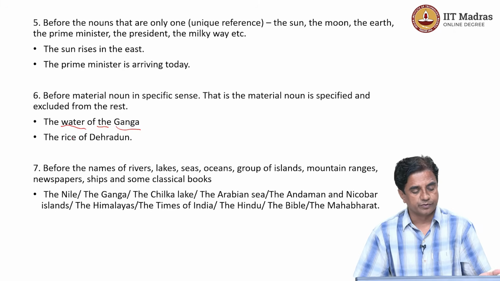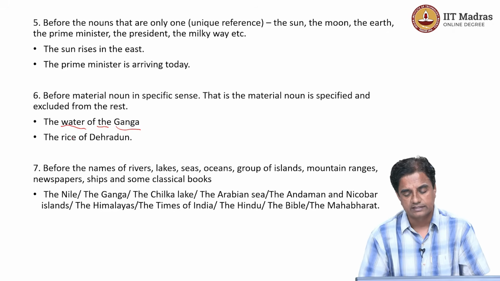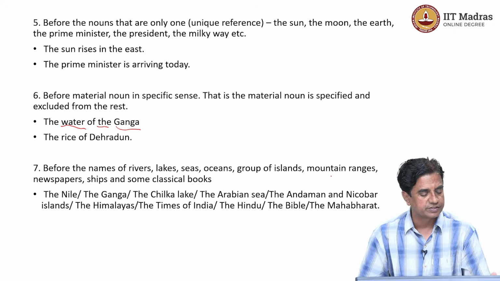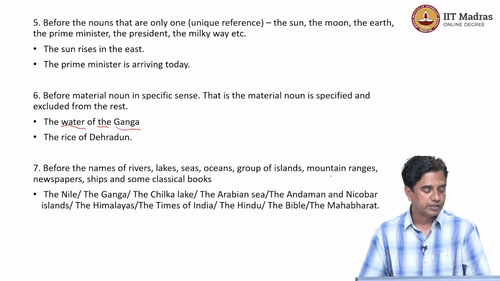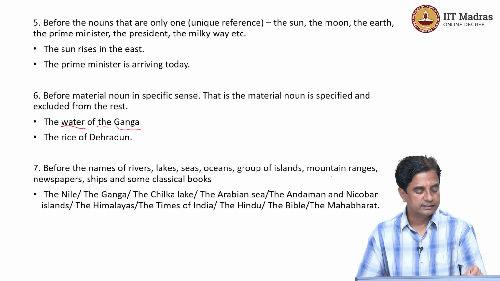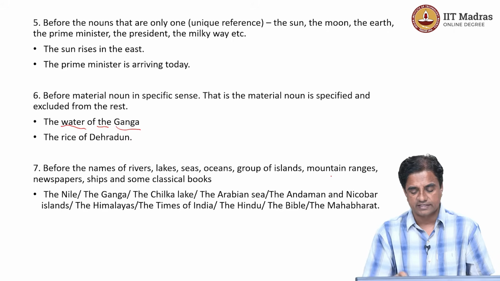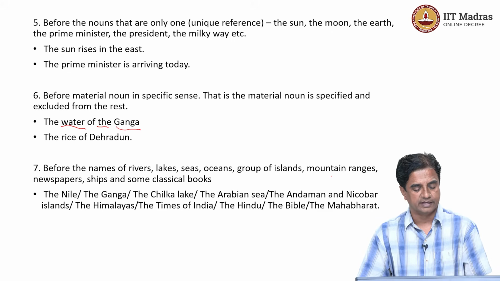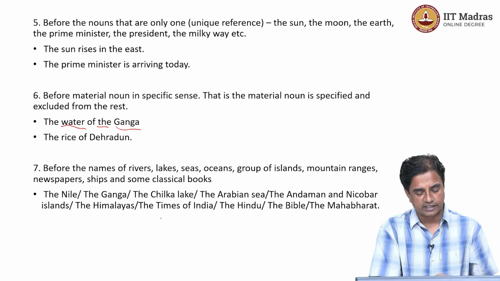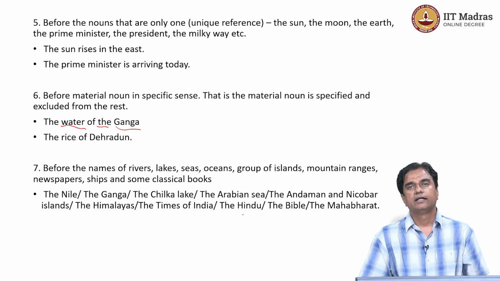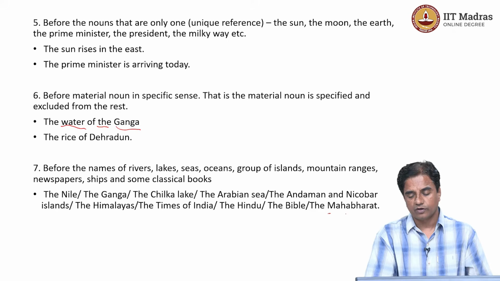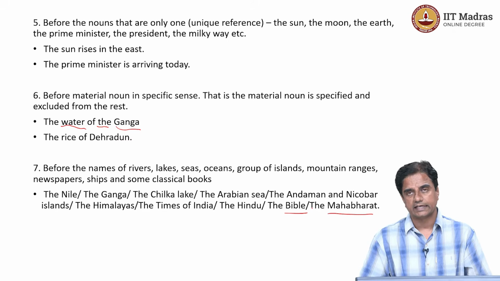And it's also before the names of rivers, lakes, seas, oceans, group of islands, mountain ranges, newspaper, ship, and some classical books that I have just referred to. The Nile, the Ganga, the Chilika Lake, the Arabian Sea, the Andaman and Nicobar Islands, the Himalayas. Just mentioned to you earlier, the Times of India, the Hindu, the Bible, the Mahabharata. These are not just classical names, but all of them can be put in one category as unique reference.